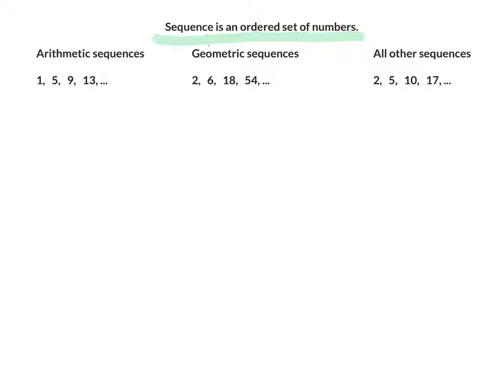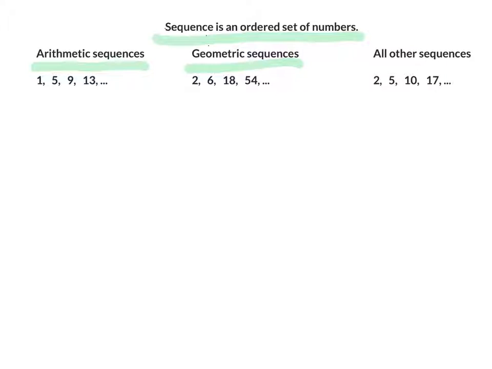So we are looking at two types of sequences with very special patterns as the most important ones. But there are still sequences which don't have a pattern or have a pattern which we don't even know. So the two most important types of sequences are arithmetic and geometric. So let's look at each one carefully.